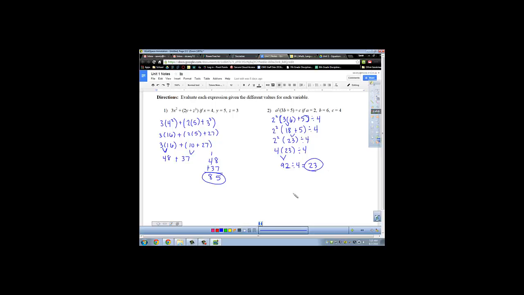So if you didn't know that 92 divided by 4 is 23, write it out. Do a little bit of long division. So 4 goes into 9 twice, which is 8. 4 goes into 12 3 times. So that's where I got my 23.